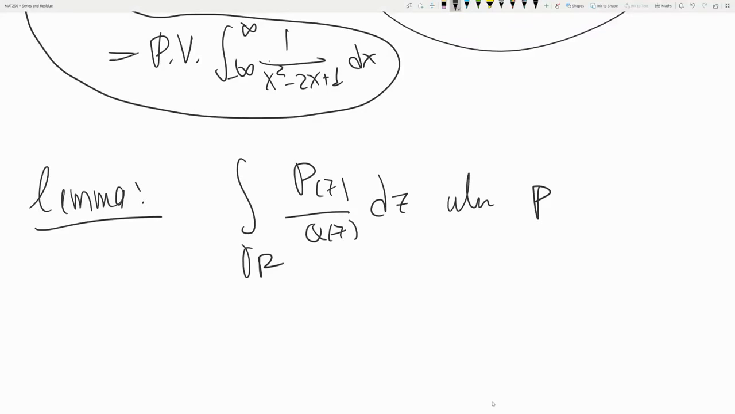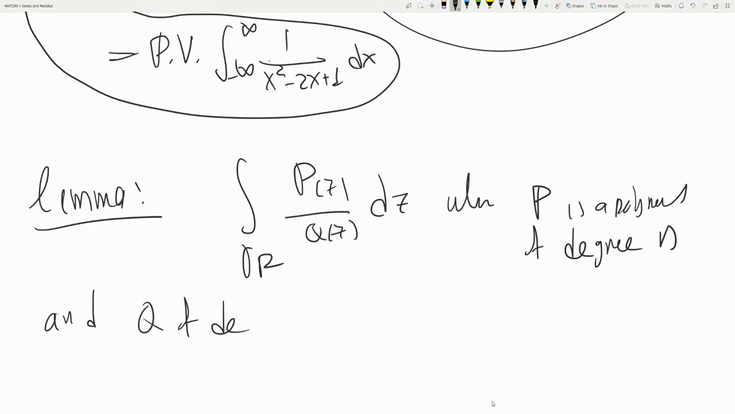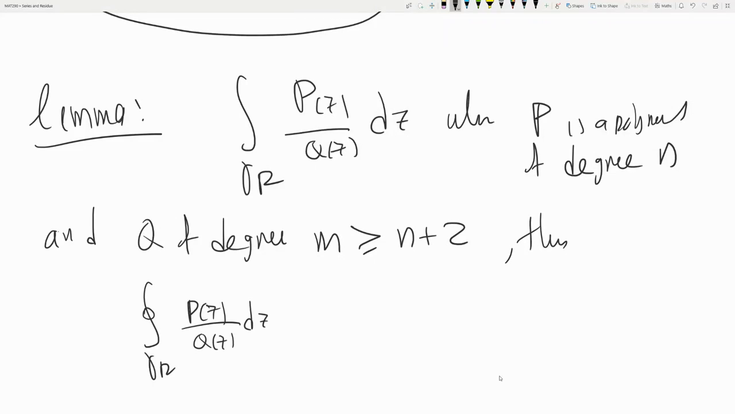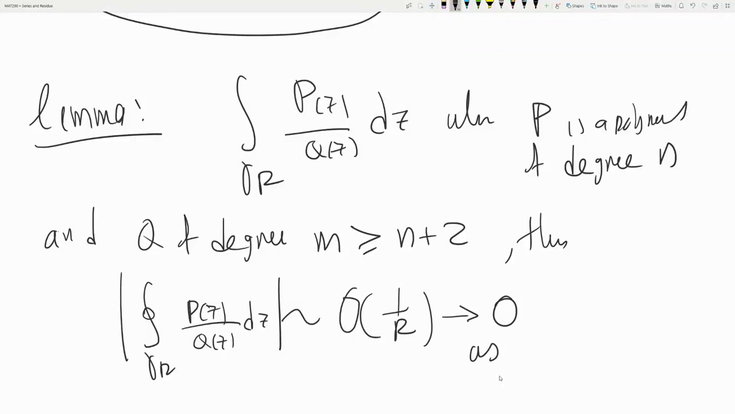where p is a polynomial of degree n and q of degree m, but m bigger than or equal to n plus 2. Okay, then the integral over gamma r of p(z) over q(z) goes to 0. Goes to 0 as 1 over r. Okay, all right.